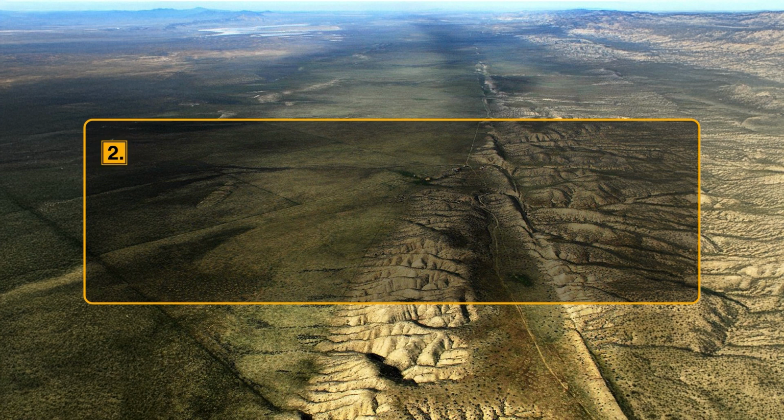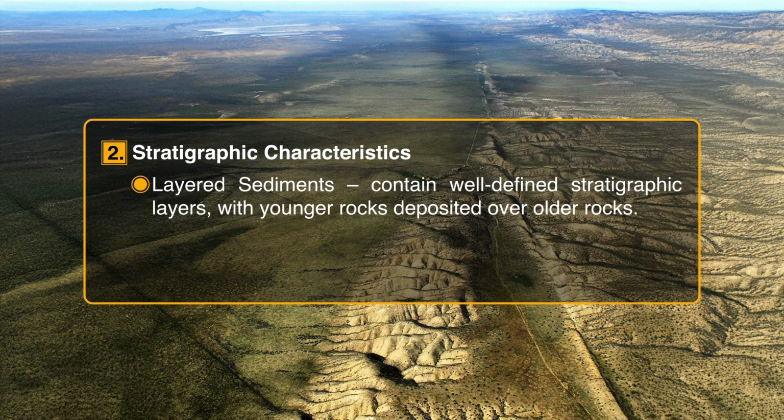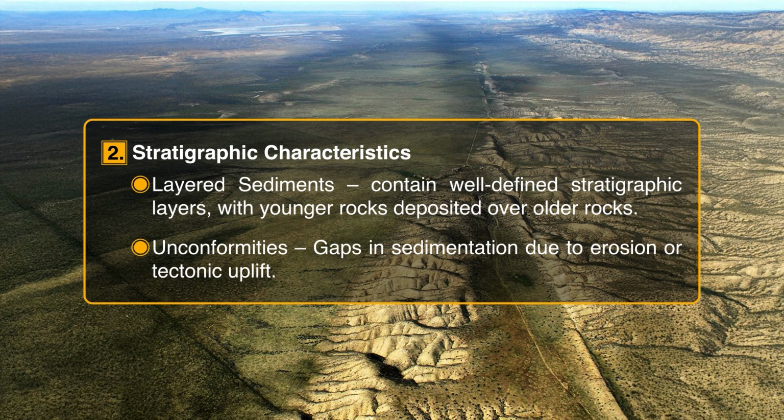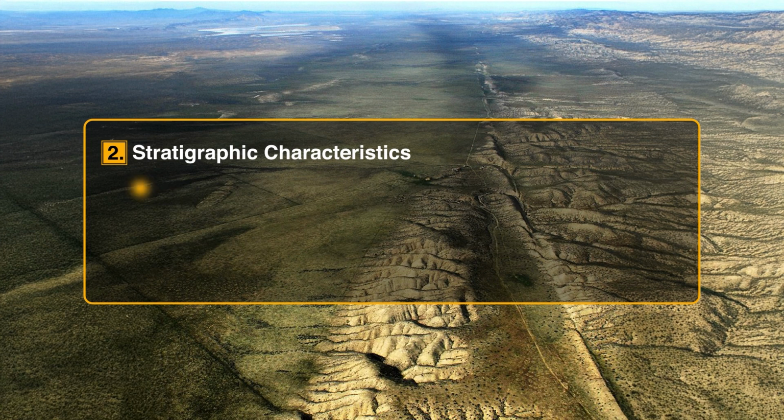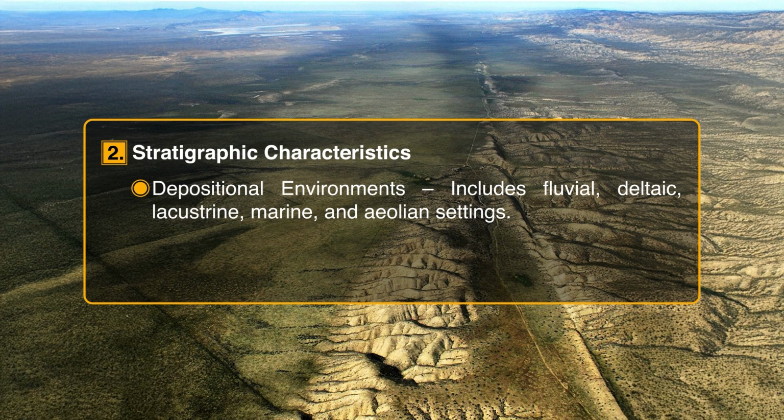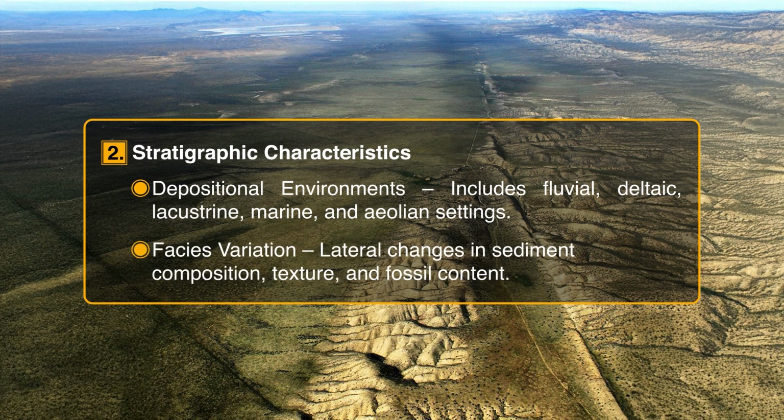The second characteristic could be the stratigraphic characteristics, under which we can again look into various other parameters, like the layered sediments, whether it contains well defined stratigraphic layers with younger rocks deposited over the older rocks. It might contain unconformities, which are gaps in sedimentation due to erosion or tectonic uplift. Then the depositional environments that include fluvial, deltaic, lacustrine, marine and aeolian settings, and also the facies variation, that is, lateral changes in sediment composition, texture and fossil content. They could be useful for characterizing a sedimentary basin.